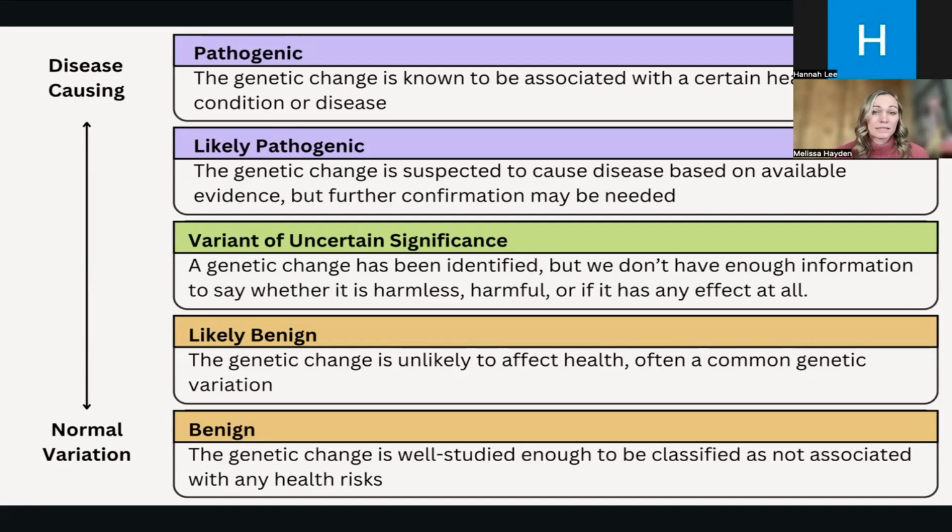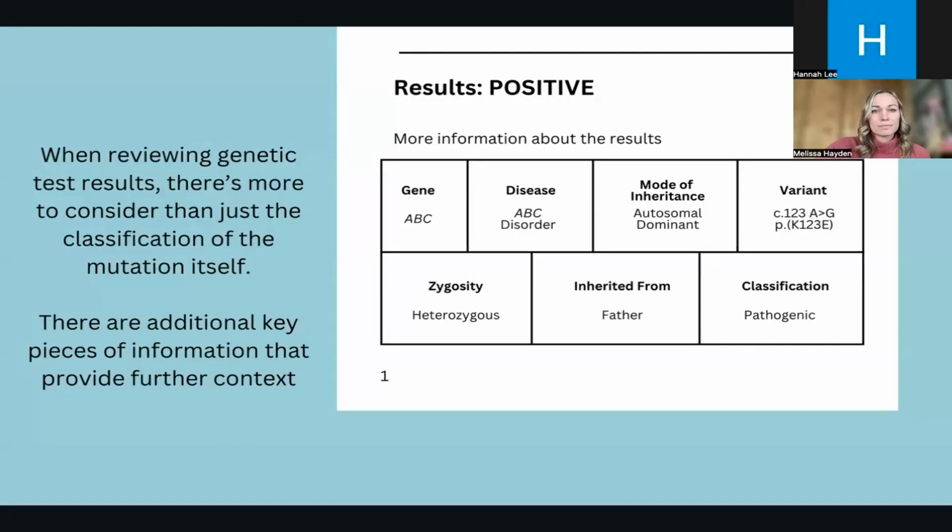Most labs consider results negative when no pathogenic, likely pathogenic, or variants of uncertain significance are identified. And they generally do not report benign or likely benign variants and simply just label the test as negative.